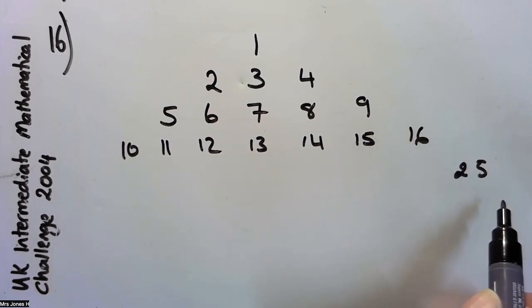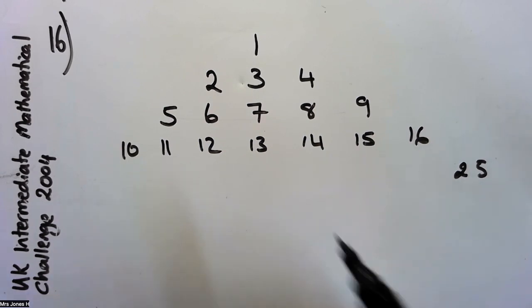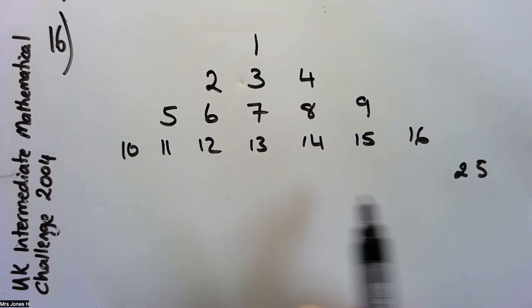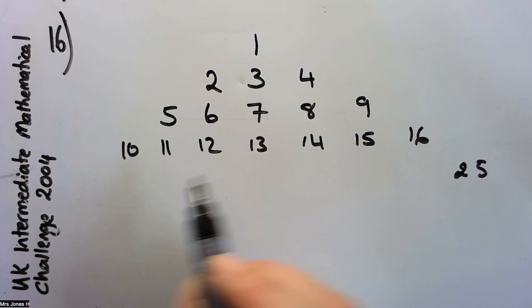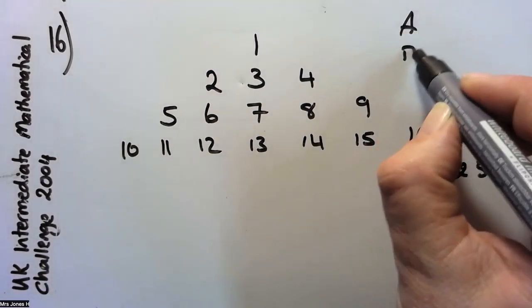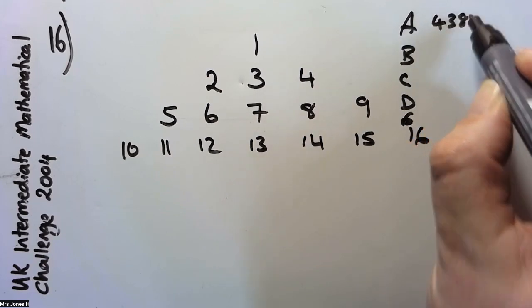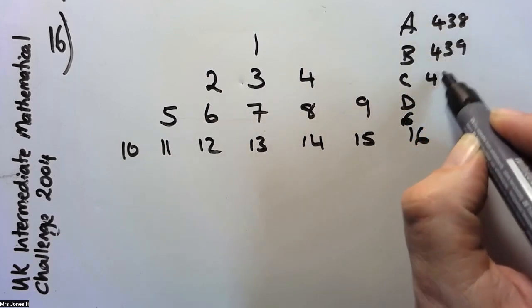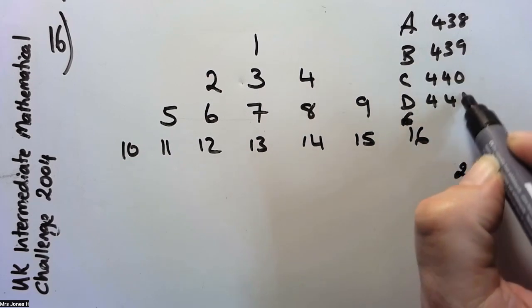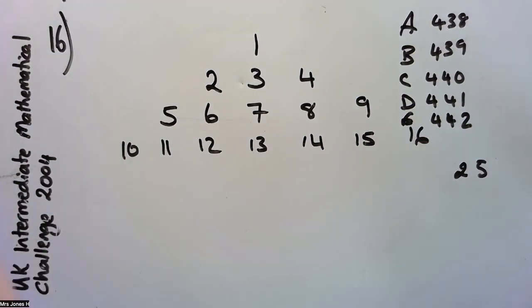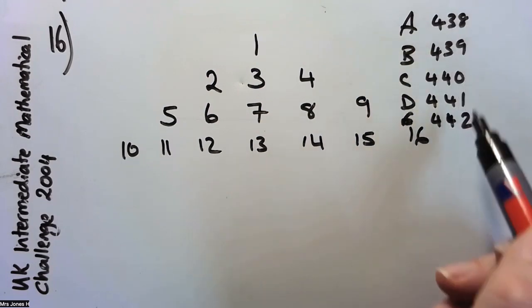If we are looking at 400, we're looking at the next square number that sits with the numbers we've got. So the options that we've got are A, B, C, D, and E. A is 438, 439, 440, 441, and 442. So we know that we are looking at a square number that's somewhere close to these.